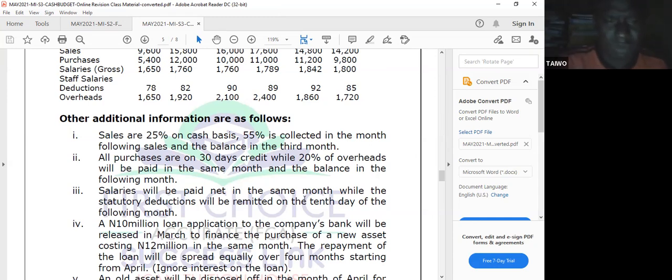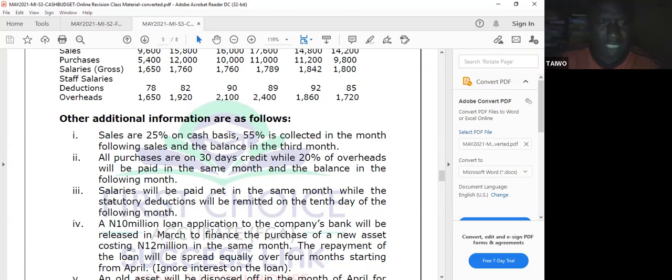Now, salaries will be paid net in the same month. When they say they pay salary net, they must have removed the deductions. The statutory deductions will be remitted on the 10th day of the following month. Now, also, a 10 million naira loan application to the company.